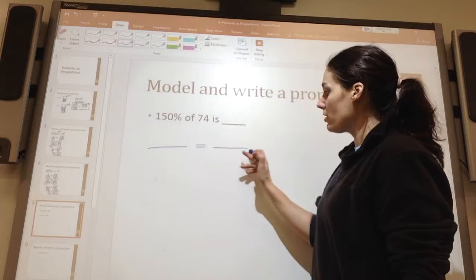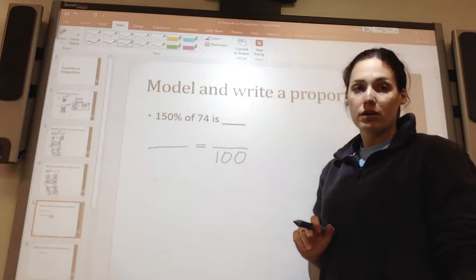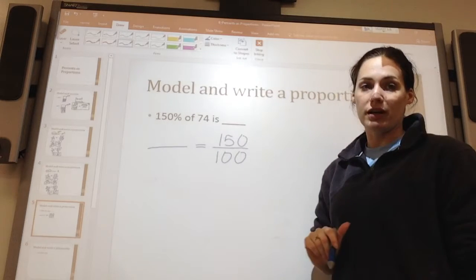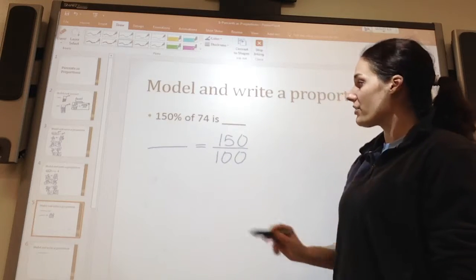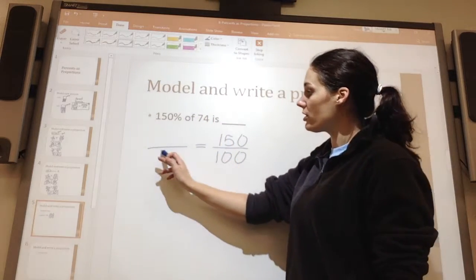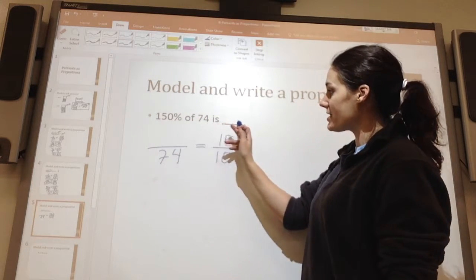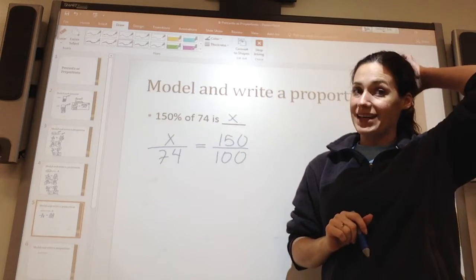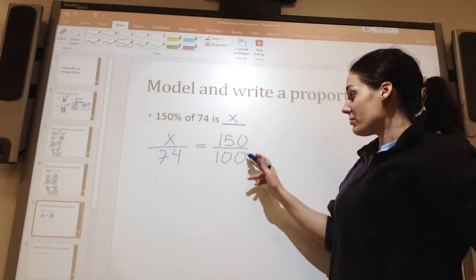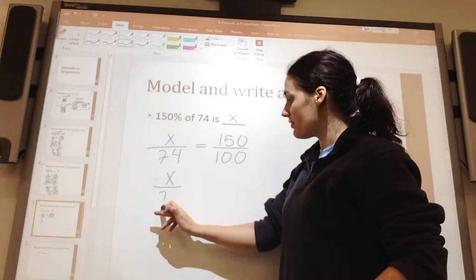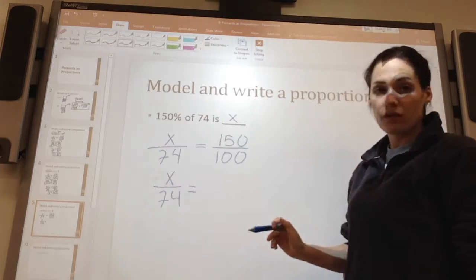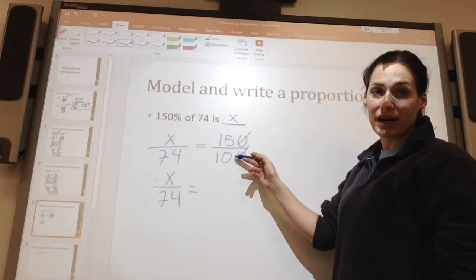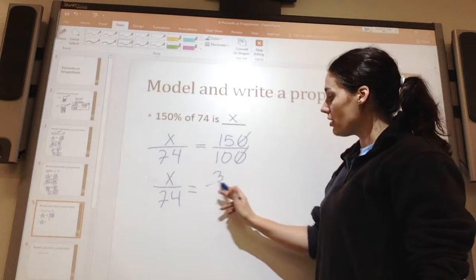So let's set this up here. I'm going to put 100 under here. Percent goes over 100, so 150% over 100. We just write that as a fraction. On the other side, 74 is my total, is blank. So the part is what I don't know, the result, the is part. These can be simplified a lot. So I'm going to have x over 74 equals, first of all, they can both be divided by 10. And then 15 over 10, they can both be divided by 5. So I would get 3 over 2.